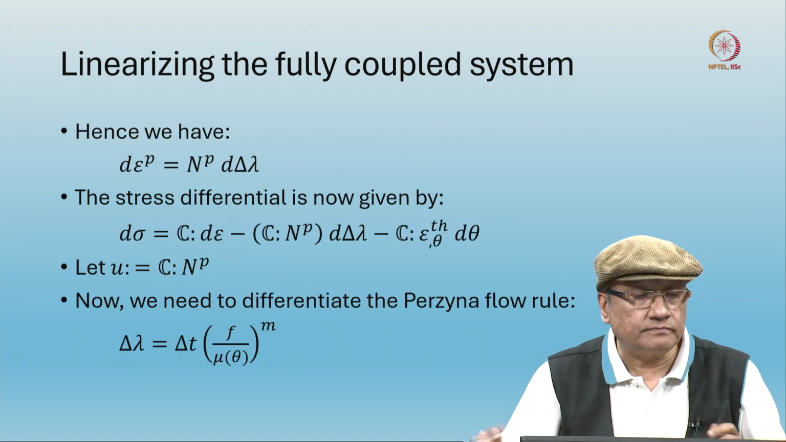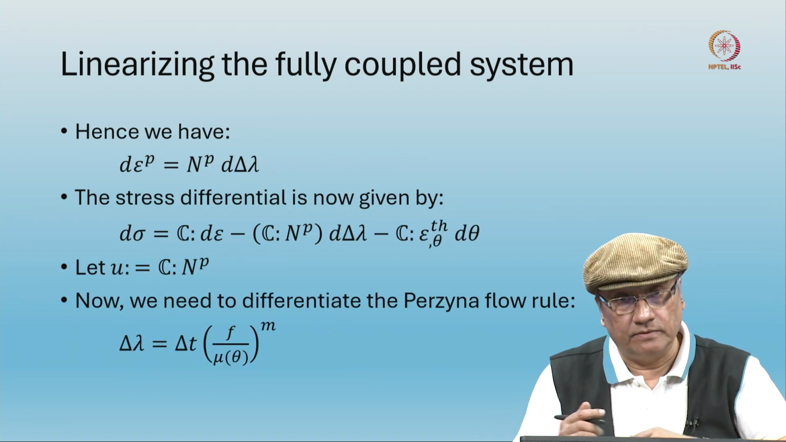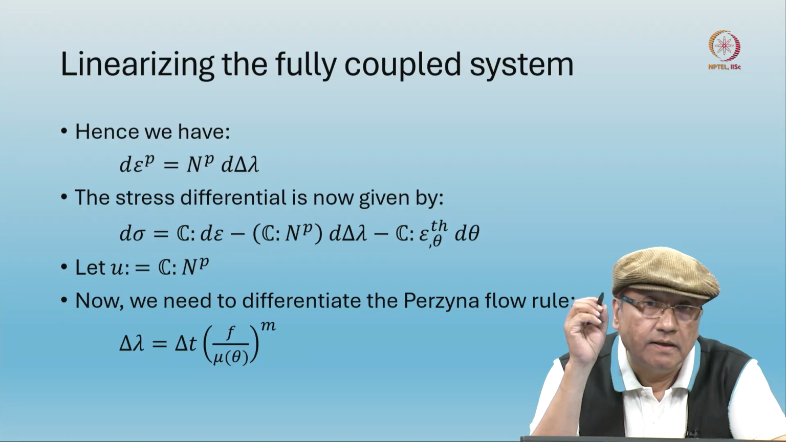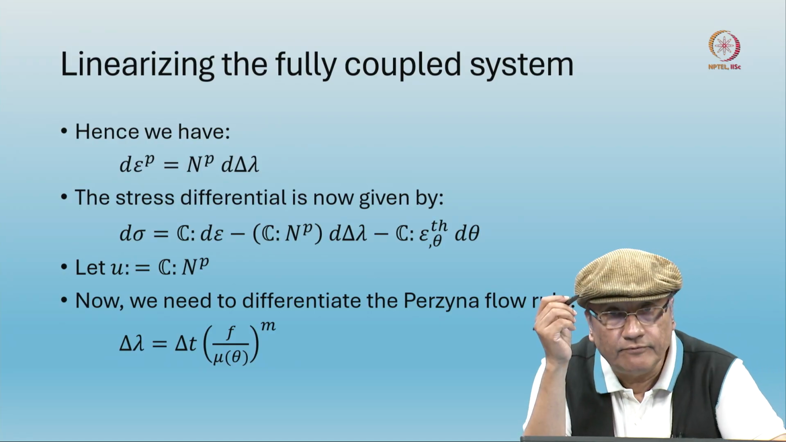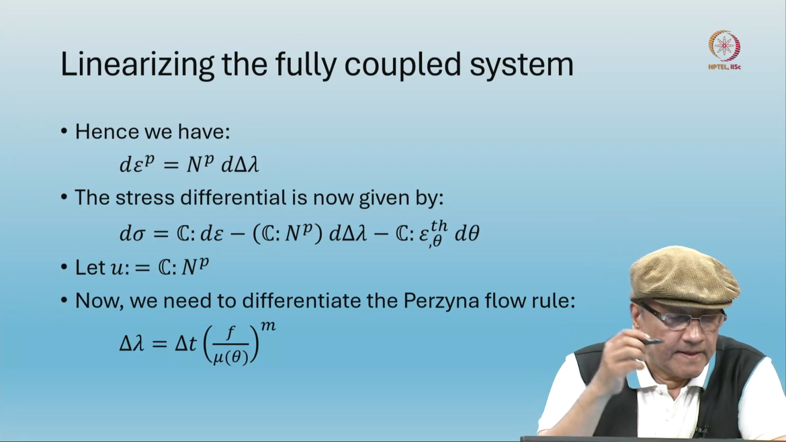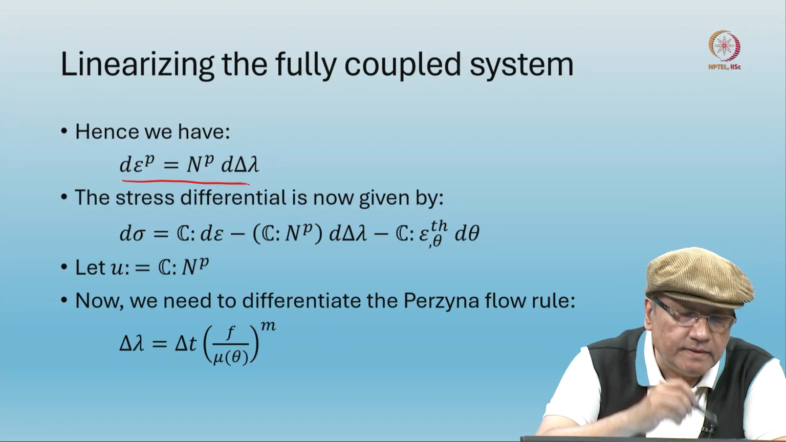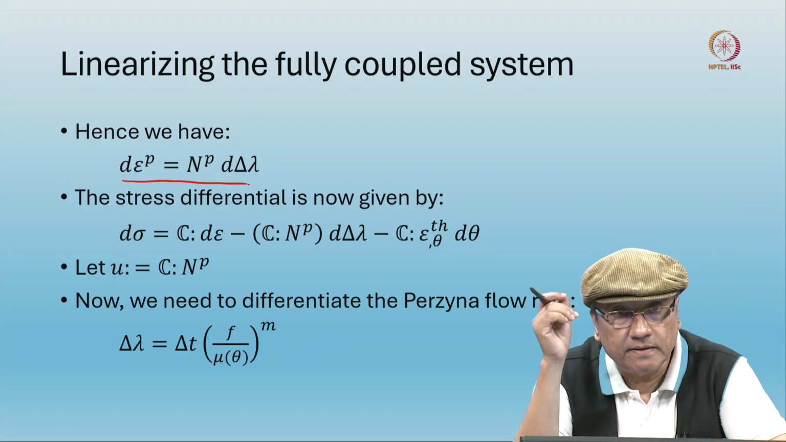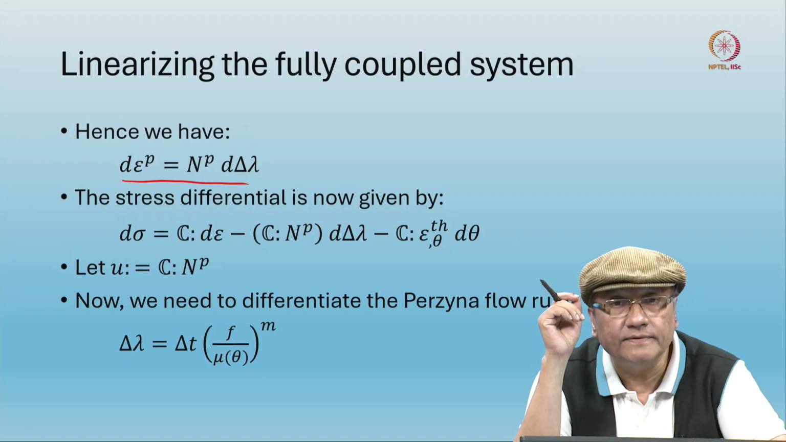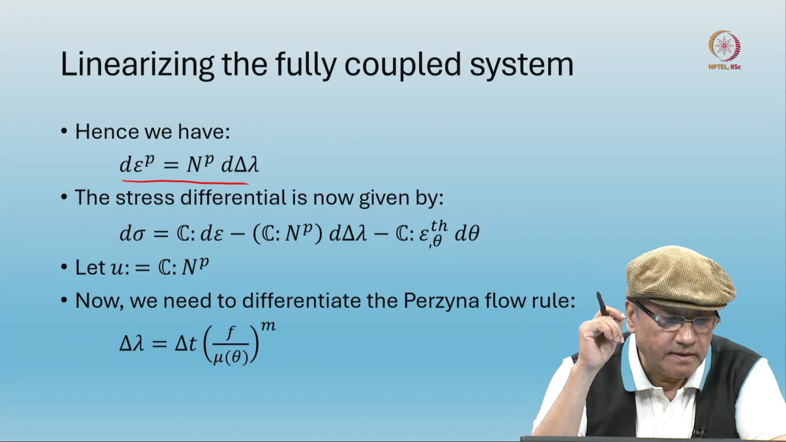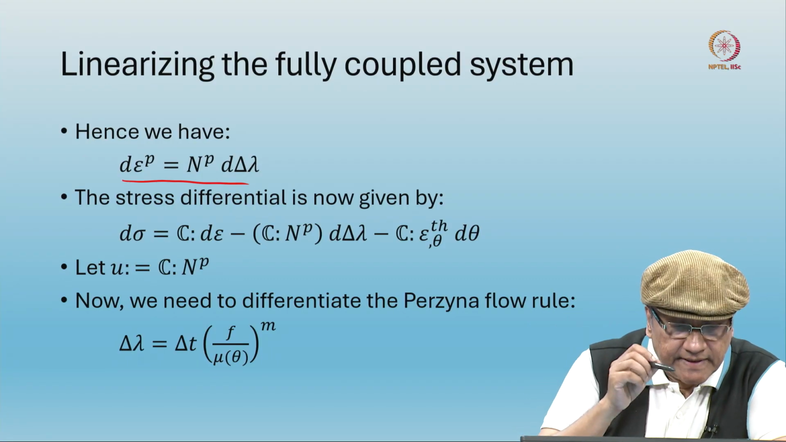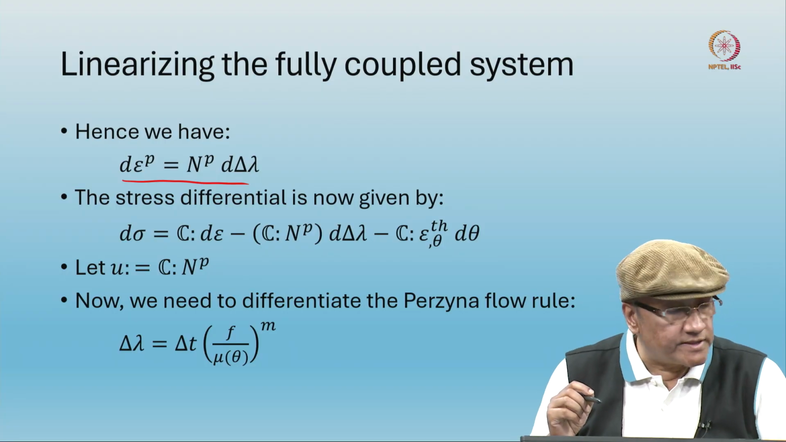Now let us then proceed further with this simplification. We are linearizing the fully coupled system. So then d epsilon p, neglecting the dnp part, is np times d of delta lambda. Okay. Now you know this part can be put in the stress differential, right.